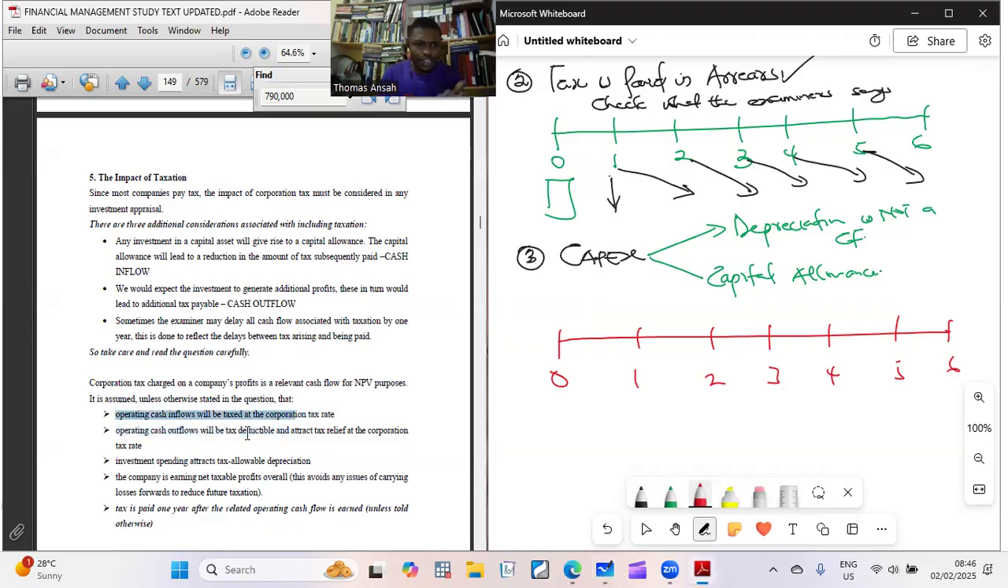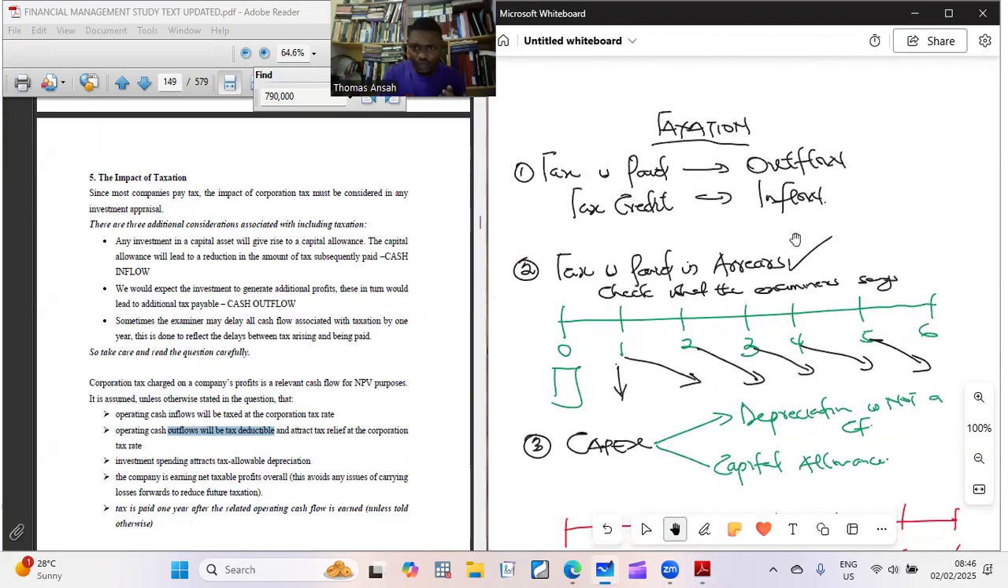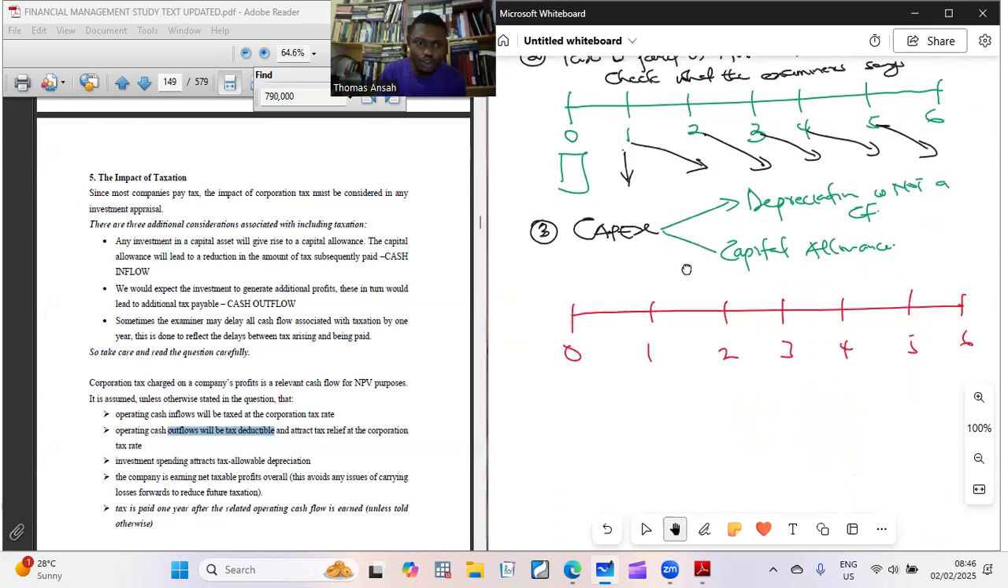So tax is a cash flow. And one thing you must understand too is that tax is deducted from profit. Take note of that. All right. Tax is deducted from profit. So take note of that. So immediately you get your profit, so revenue minus your cost of sales and your operating expense, immediately you have to tax it. Take note of that. I think that one is common knowledge.